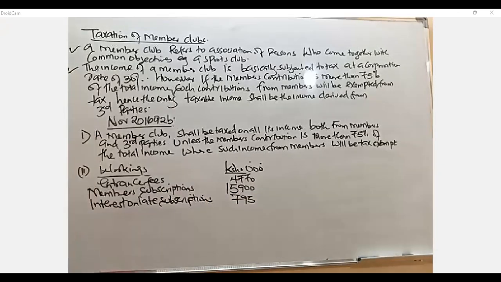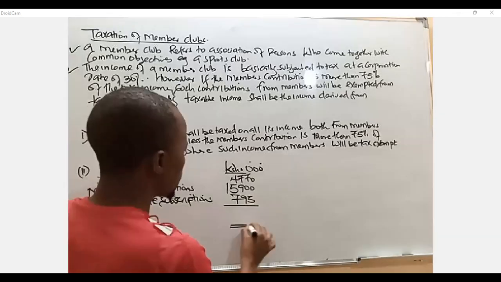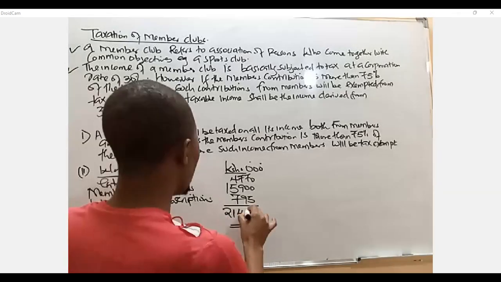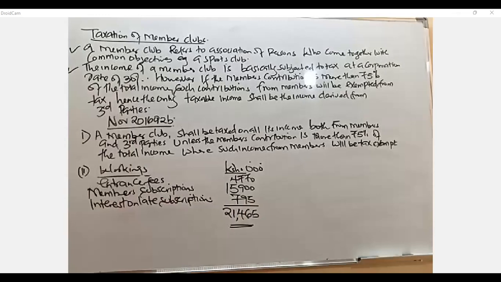Then we have the interest income from the fixed deposits. That one is not from us. Royalties are from third parties. So what is the total of what we are getting from members? I take my calculator: 47,700 plus 15,900 plus 785, getting 21,465. That is the total income from members.